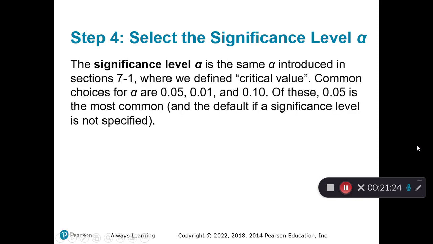The most common significance levels, the most common alpha levels in statistics are 0.05, which is 5%, 0.01, which is 1%, and 0.10, which is 10%. Of these three significance levels, the 5% significance level is the most common. And if a significance level is not specified in a problem, we typically default to a 0.05 significance level.